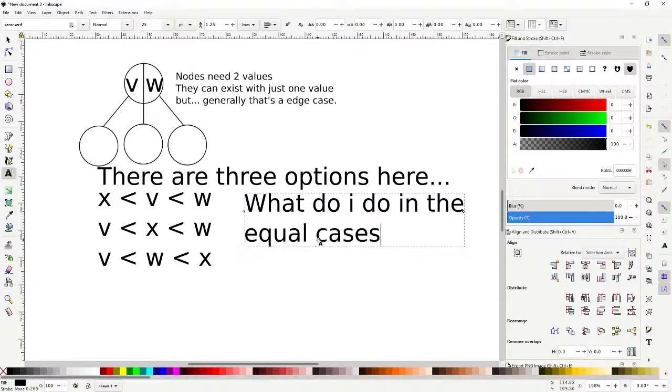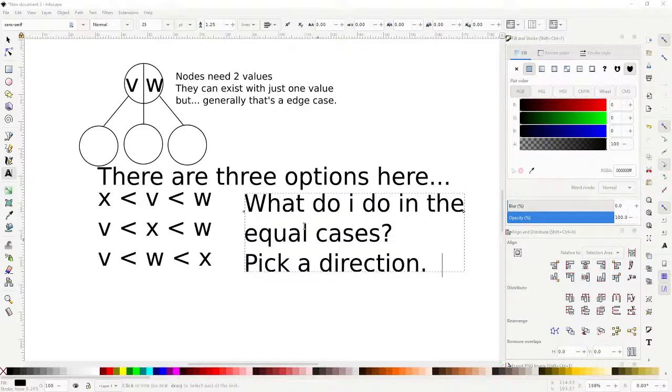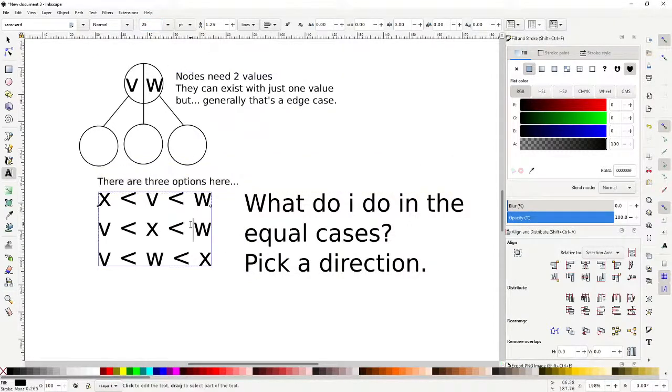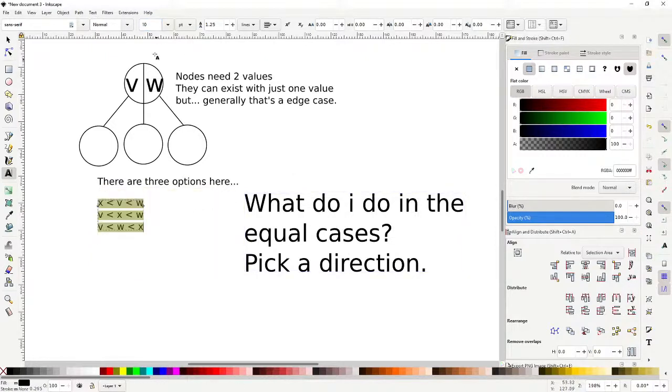Interesting. Now, of course, you might ask, what do I do with an equal sign? The answer is the same thing as with a binary search tree. You just pick either left or right. You pick a direction, not at random. Maybe I should make this one a bit bigger. There we go.